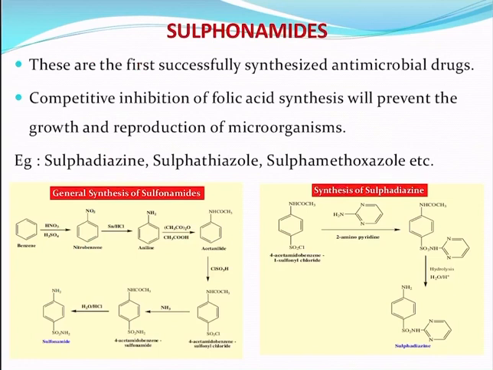Once the sulfonamide drug gets into our body, it competes in the synthesis of folic acid. This competitive inhibition stops the growth and reproduction of the microorganisms which cause various diseases. For example, sulfadiazine, sulfathiazole, sulfamethoxazole, etc. These are some of the examples of sulfonamides.